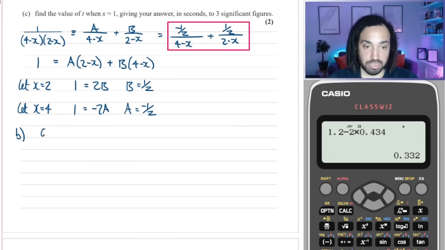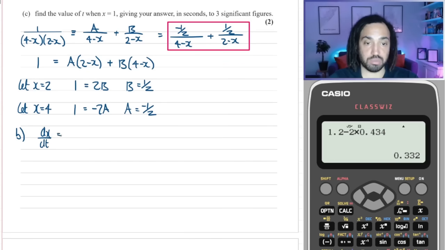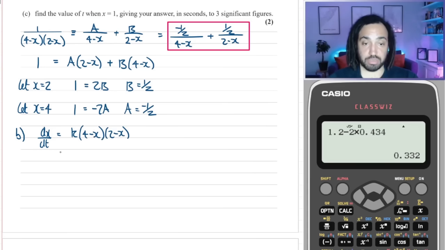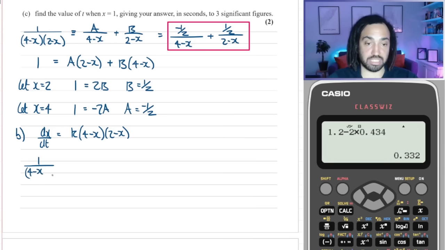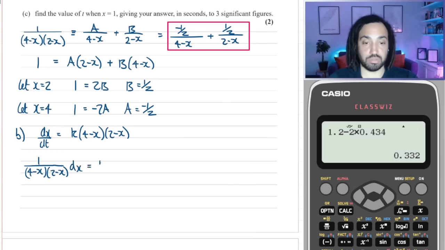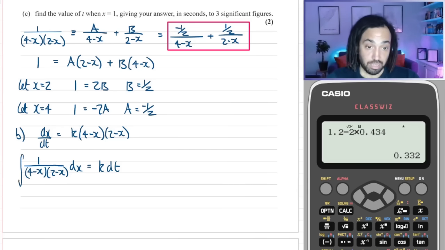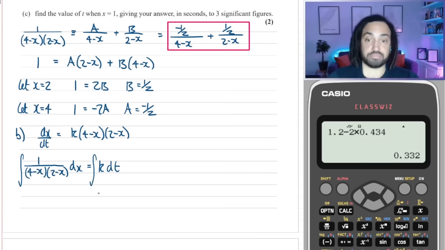Okay, so part B. So that was that dx by dt was equal to k lots of 4 minus x, 2 minus x. And like I say, we're going to times by dt, we're going to divide through by these brackets here. So we're going to get 1 over 4 minus x, 2 minus x, dx is equal to k dt. So dt comes up, the brackets come down to the other side. And then we integrate both sides in order to solve this.